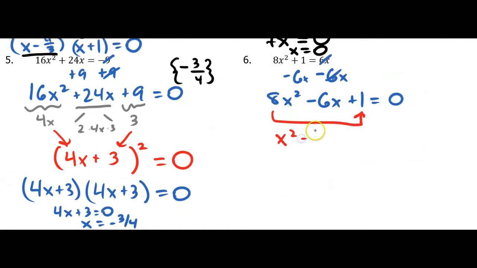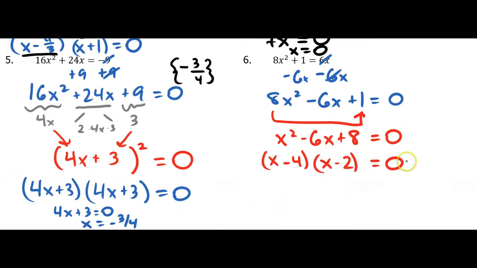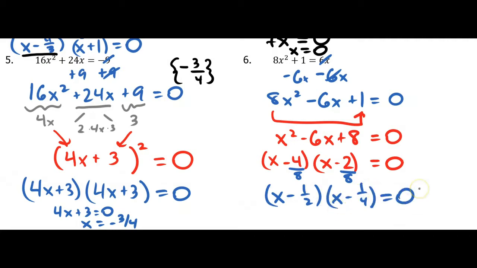So that gives me x squared minus 6x plus 8 equals 0. When I factor this, it's going to factor into the quantity x minus 4 times the quantity x minus 2. And then I need to divide both my negative 4 and my 2 by 8 to get me x minus 1/2 times the quantity x minus 1/4 equals 0. Okay, so that means I have two fraction zeros for my answer here. Positive 1/2 would be one of them, positive 1/4 would be the other one.